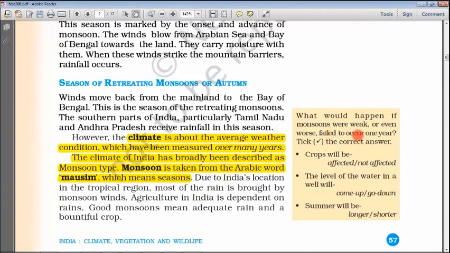Here a question is given: give the importance of monsoon and rains in India. If monsoons were weak or, even worse, failed to occur in one year, what happens in India? Crops will be affected and the level of water in a well will go down. Summers will be longer.